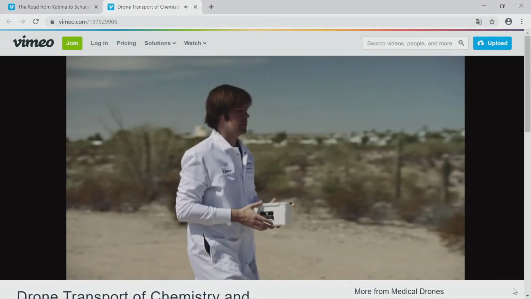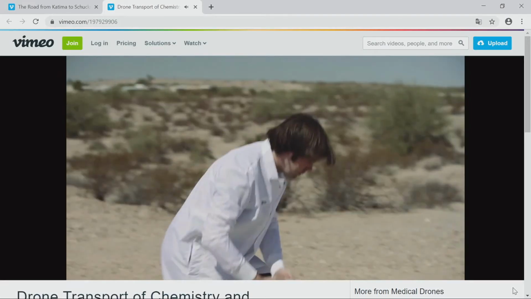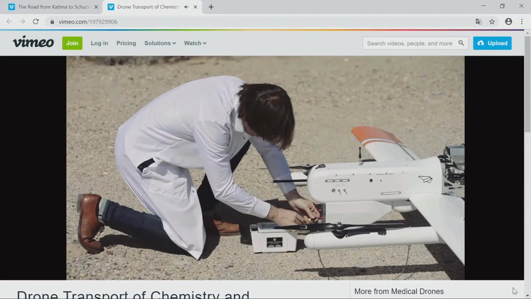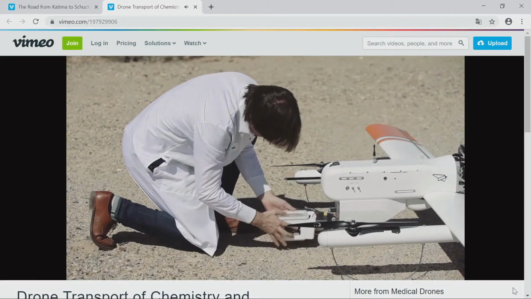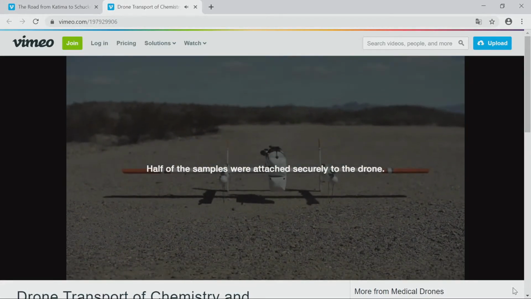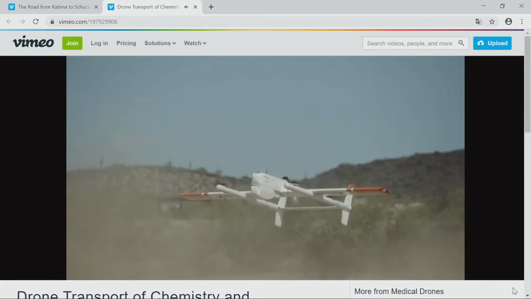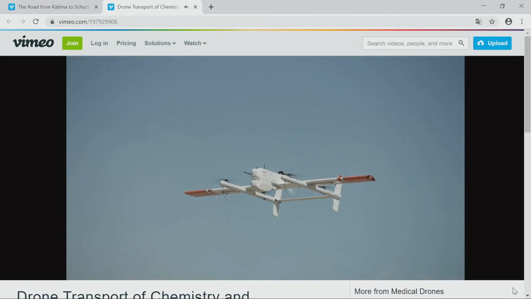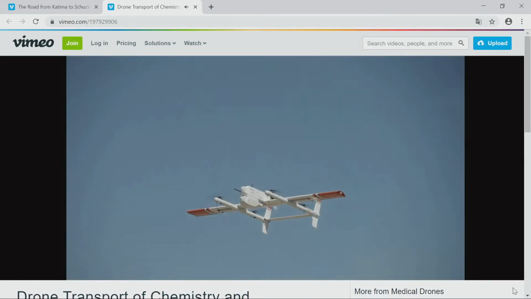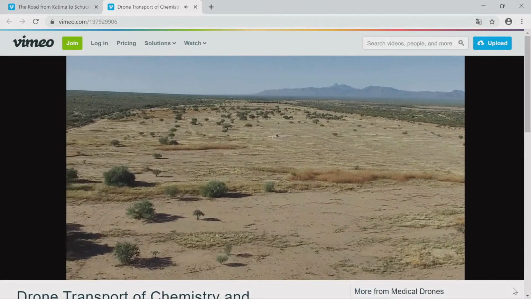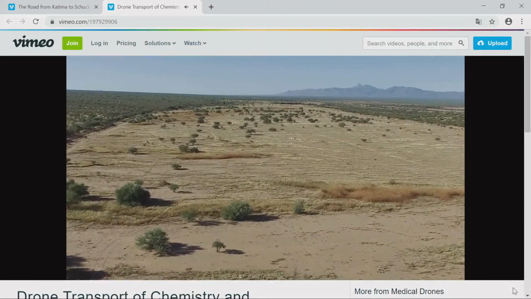The airfield was on a military base, so we had to get military permission and all this paperwork. And you can see he's attaching the small sample cooler with the samples to the drone. And then taking off. It's extremely loud. So if this is actually used in hospitals, we'll have to figure out the noise issue. And it was out in the desert, in the middle of nowhere, because currently regulations prohibit flights over people.